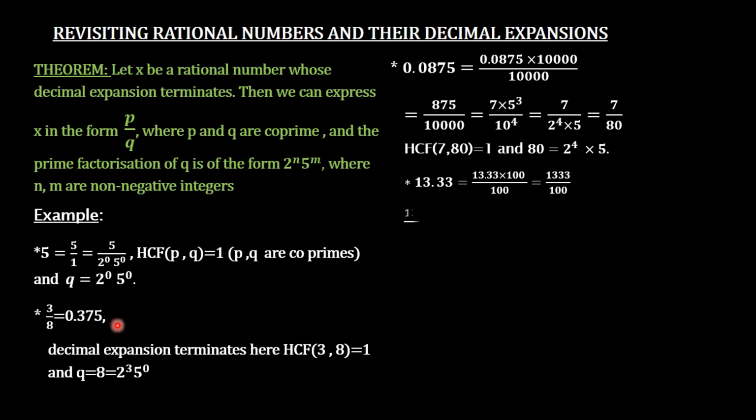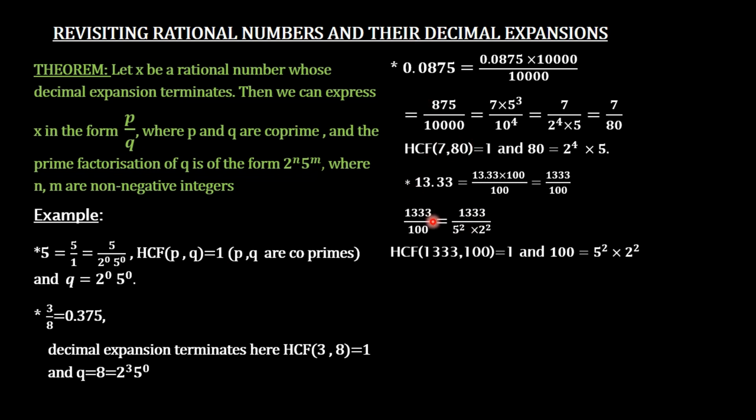Then what is the factorization of 100? 20 into 5, that is 5 square into 2 square. So what can we conclude? HCF of 1333, 100 equal to 1 and 100 equal to 5 square into 2 square. So by the theorem we can write this like that. So we are saying this number is a rational number.